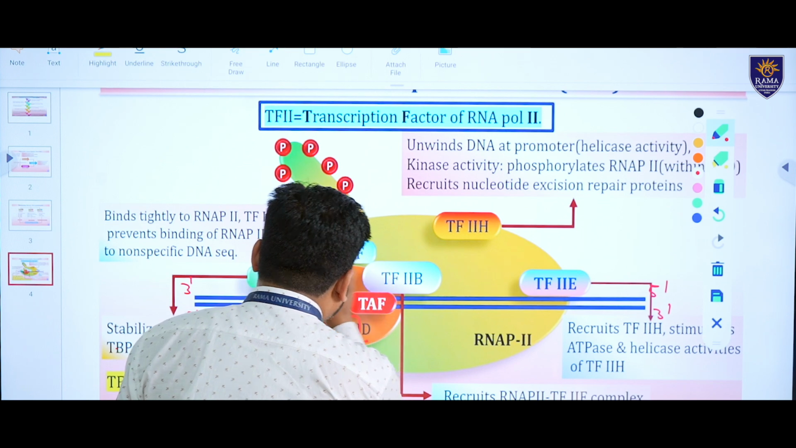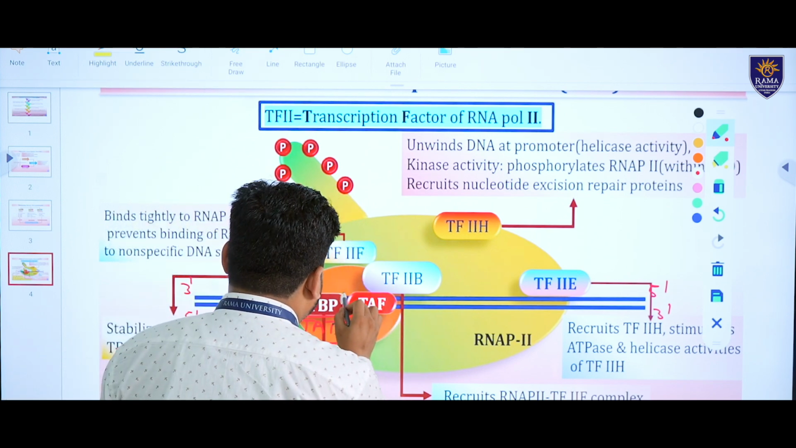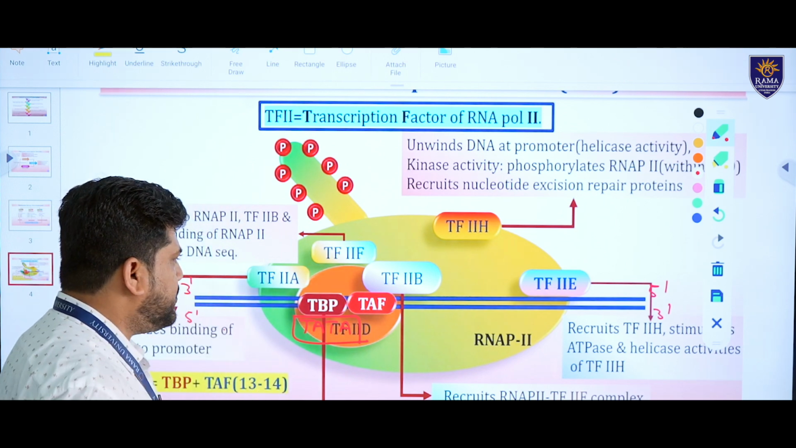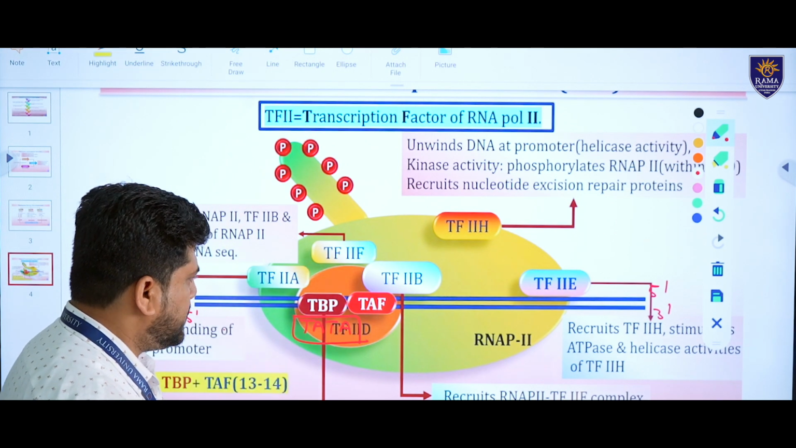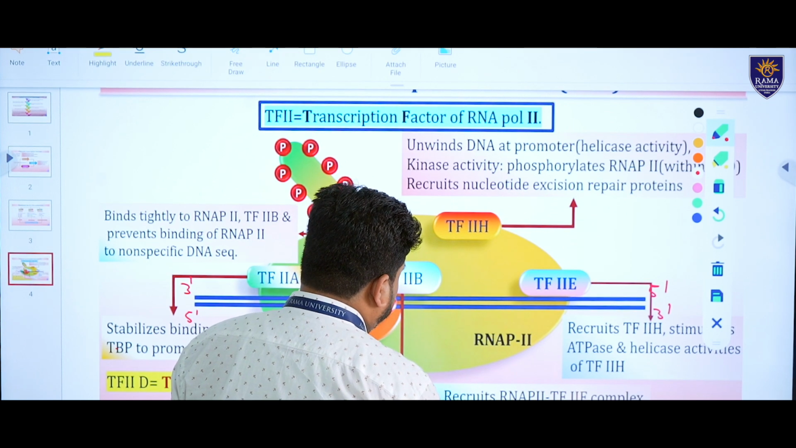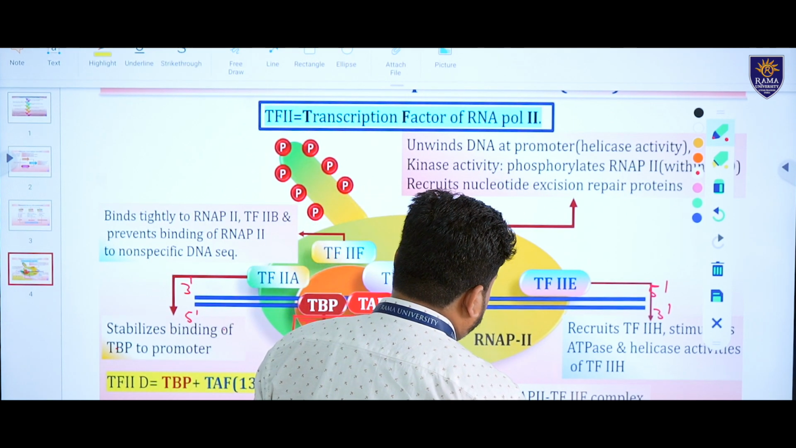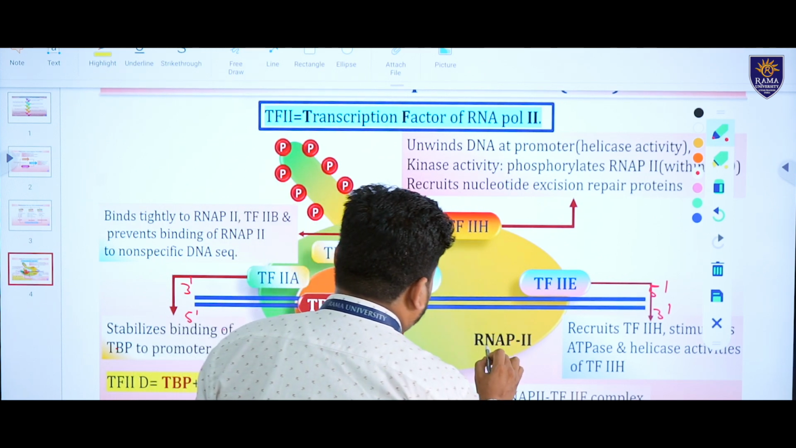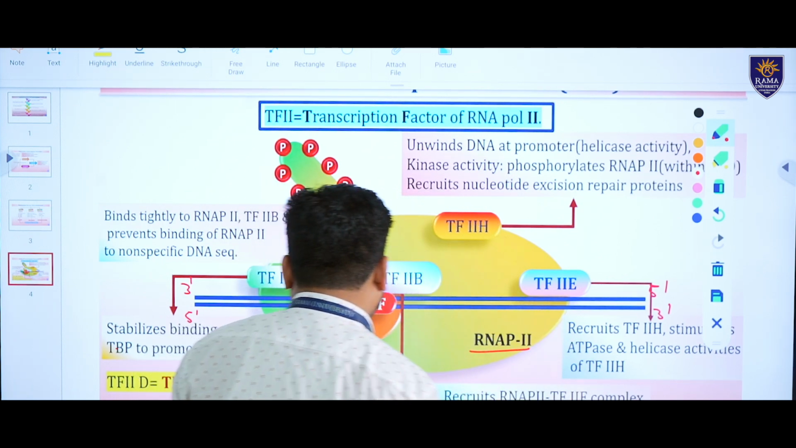It prevents the transcriptional factor from binding to that place where transcription is not being started. And the third one is transcription factor II B. It recruits the RNA polymerase II and transcriptional factors co-complex, and this is the RNA polymerase II enzyme.